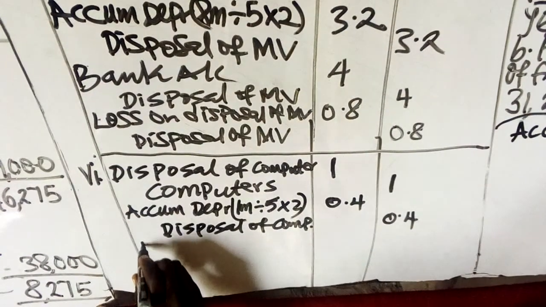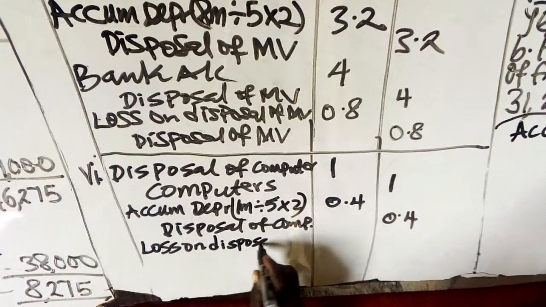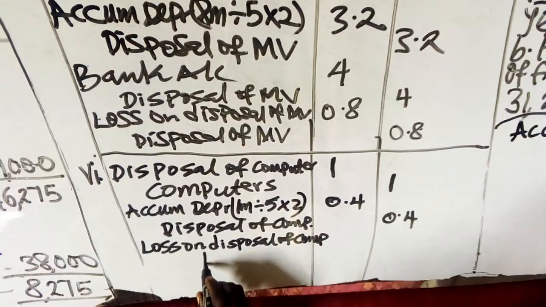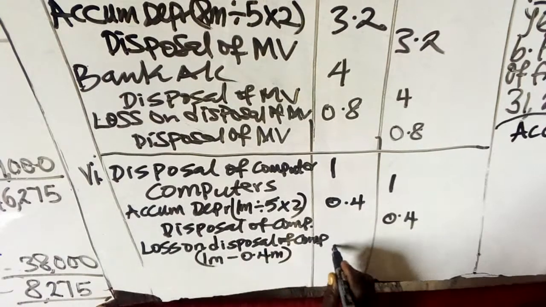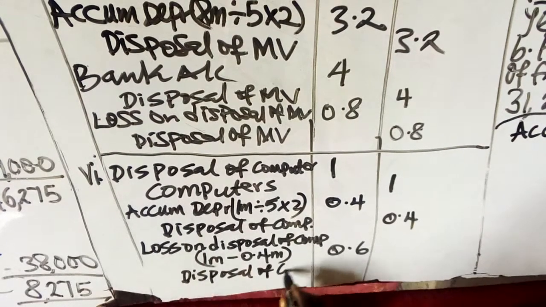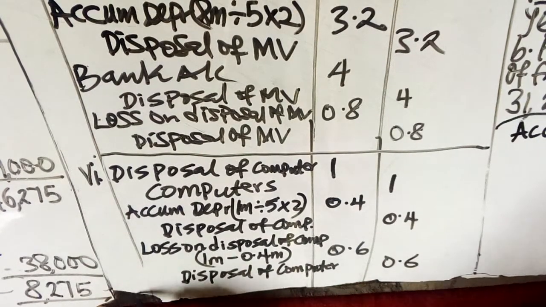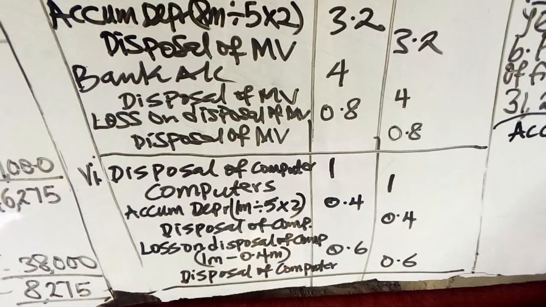So you have loss on disposal of computer, which is the difference between the cost of 1 million less accumulated depreciation of 0.4 million. Then we have 0.6 million. Then you now credit the disposal of computer account with 0.6 million. That is the entry required to close the disposal of the computer during the period.